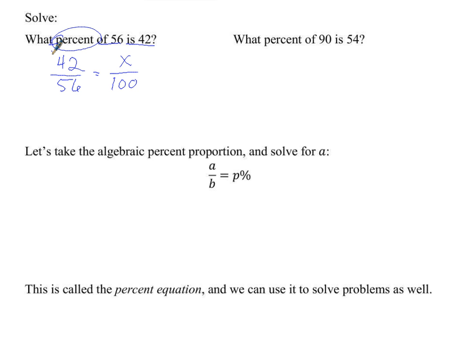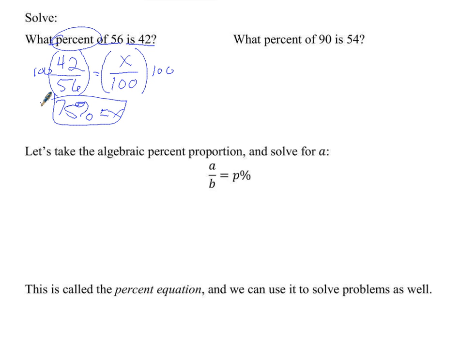To do this problem easily, we can just cross multiply, or we can multiply both sides by 100. And then what do we get? 75% equals x. So 42 divided by 56 is 0.75. As a percent, that's 75%. 75% of 56 is 42. All right, try the next one.